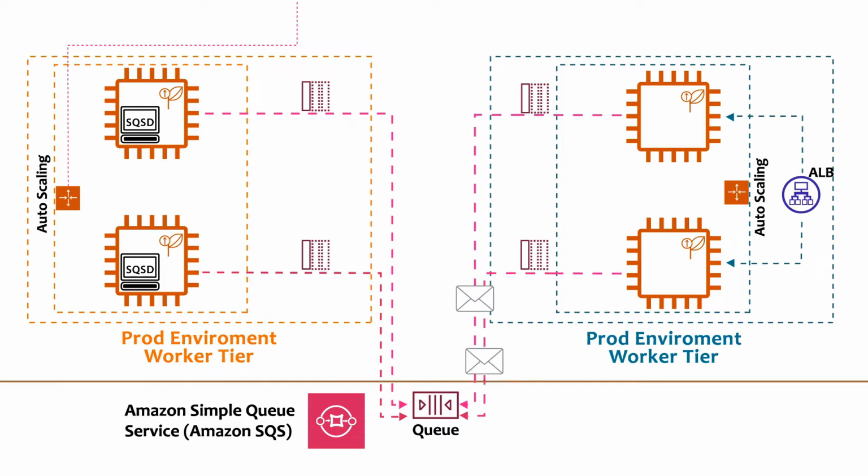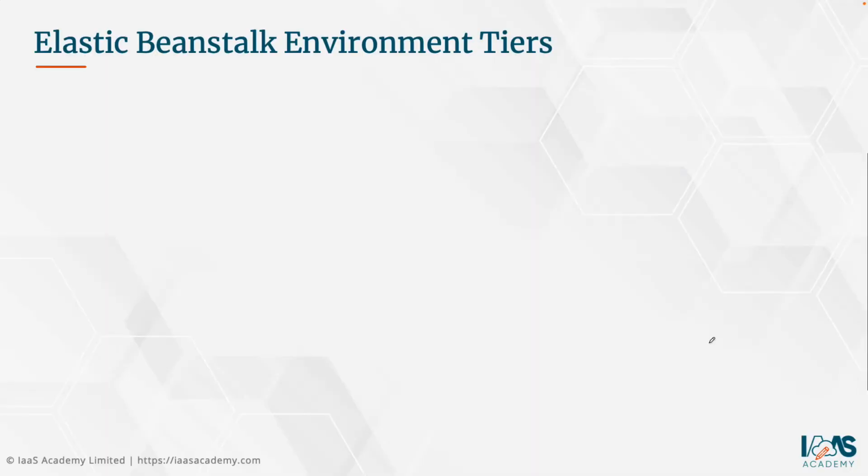To support both front and backend components of your application, Elastic Beanstalk offers what's called environmental tiers. These are called web and worker tiers. Let us look at how this all works from an architecture perspective. If you have a really complex application that has both a front end and a back end element to it, Elastic Beanstalk can provision what are called environmental tiers to support your application architecture.